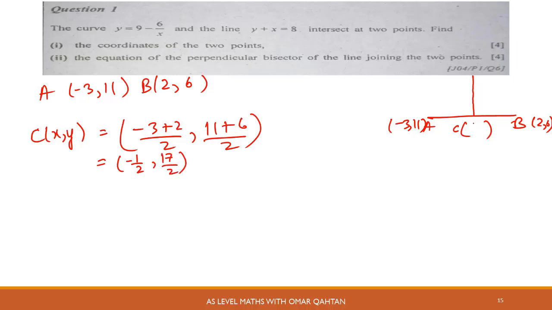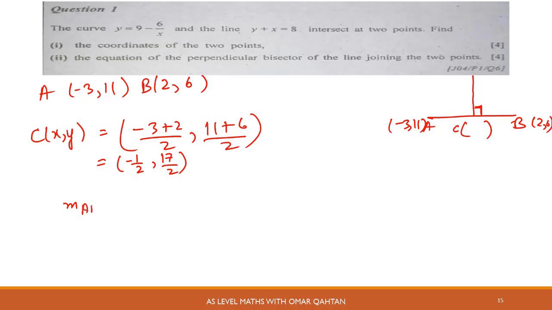So these are the midpoint that we have already found. Now what we need to find is the gradient of this line. And how are we going to do it? We know just one thing, that this perpendicular bisector is bisecting this, and it is perpendicular to this one. So I will first find the gradient of AB and convert the gradient of AB into CD by applying the perpendicular condition that we have studied previously.